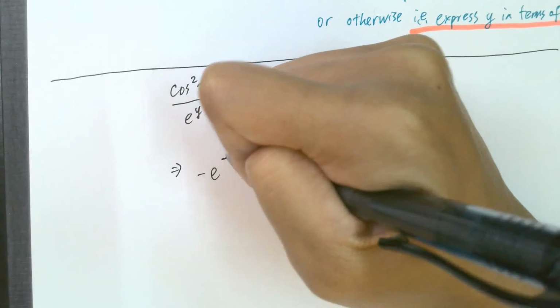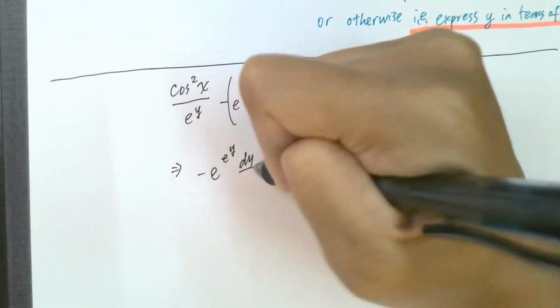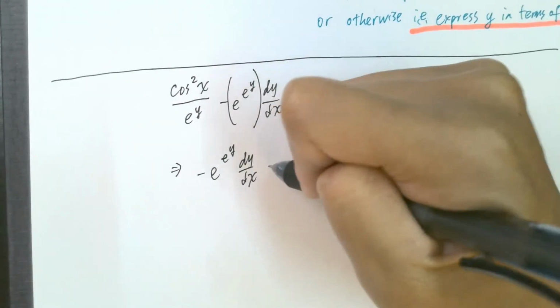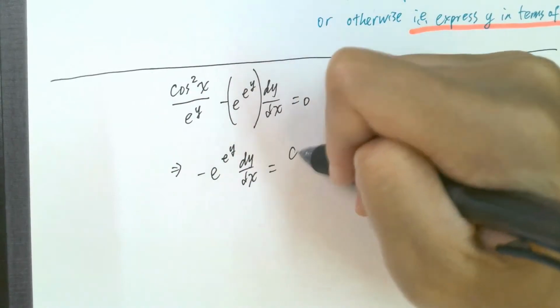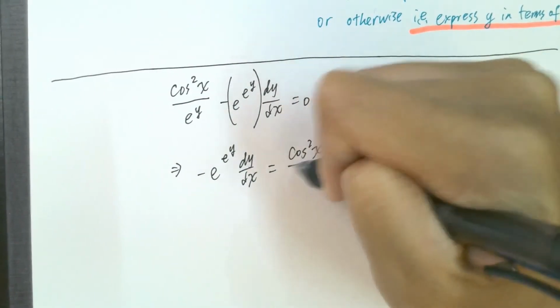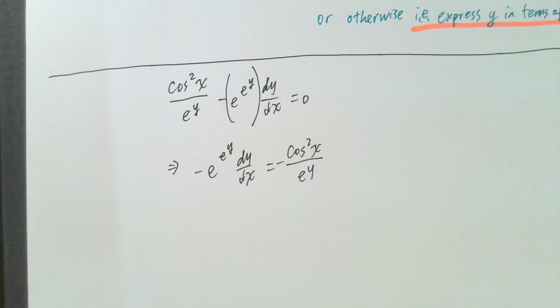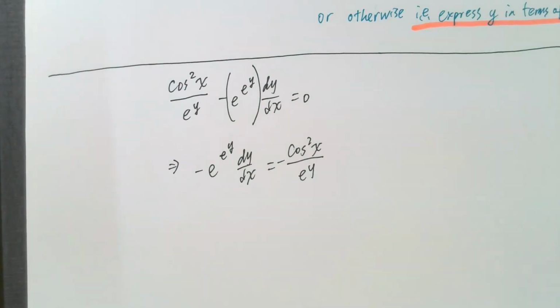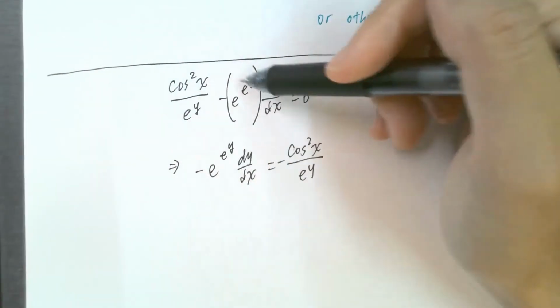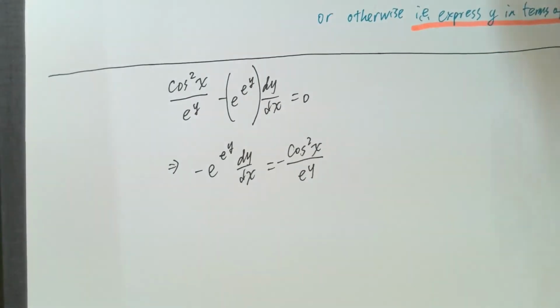Okay, so the dy and dx stays here, and the cosine square x divided by e^y goes to the other side, right? So it's not attached to everything. If it's attached, it would have the whole two brackets around. All right, so then what else can we do?